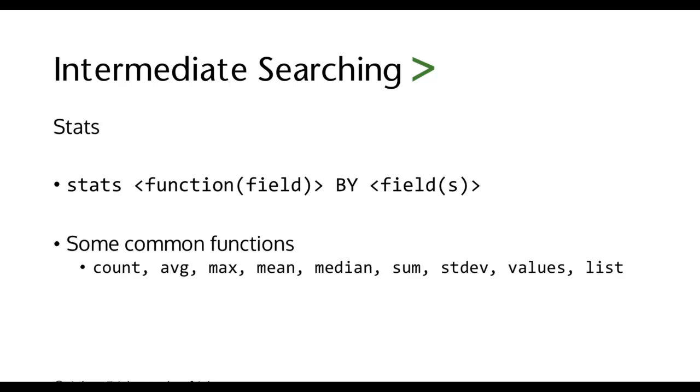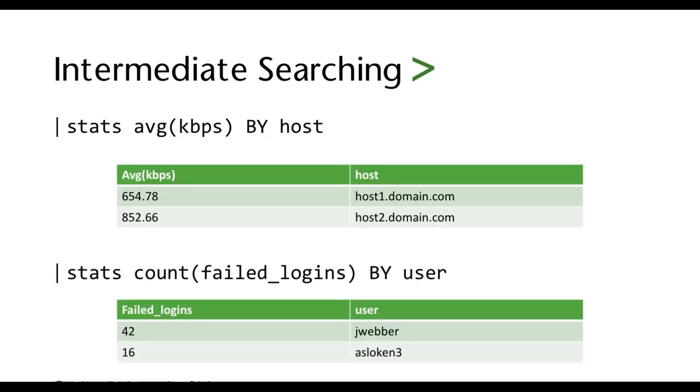So, examples of some functions: count, average, max, mean, median, things you would normally use. So we could do, for example, stats average, if there was a field called kbps, by host. Then it would tell us the average kilobits per second by host. We could do stats count on failed logins, if that was a field, by user. That would give us the number of failed logins by user.